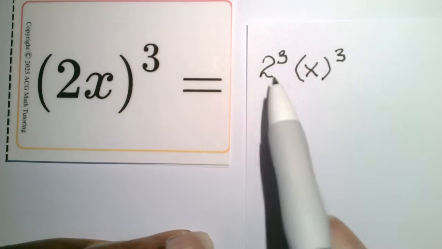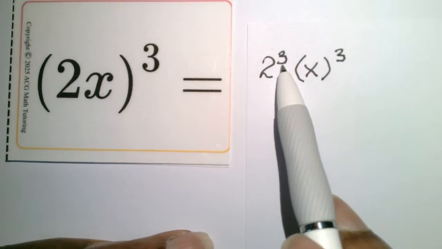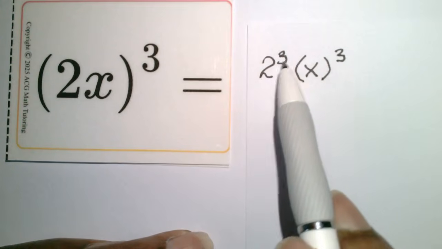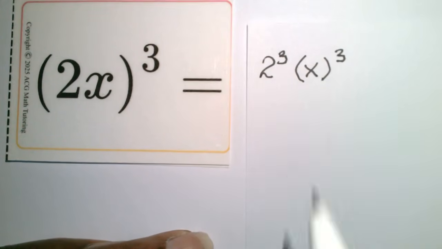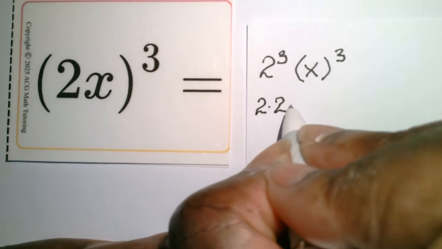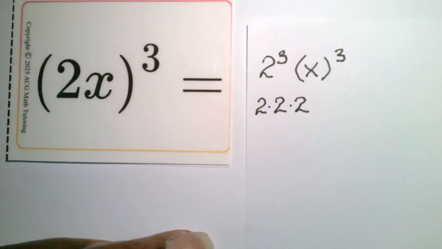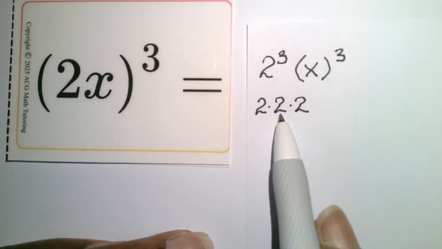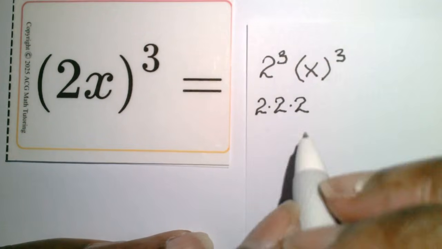Now, 2 to the 3rd power is not 6. They're not even the same size, so we can't multiply them. This is telling me I need to multiply that base of 2 3 times. So it's 2 times 2 times 2. 2 times 2 gives me 4. 4 times 2 gives me 8.